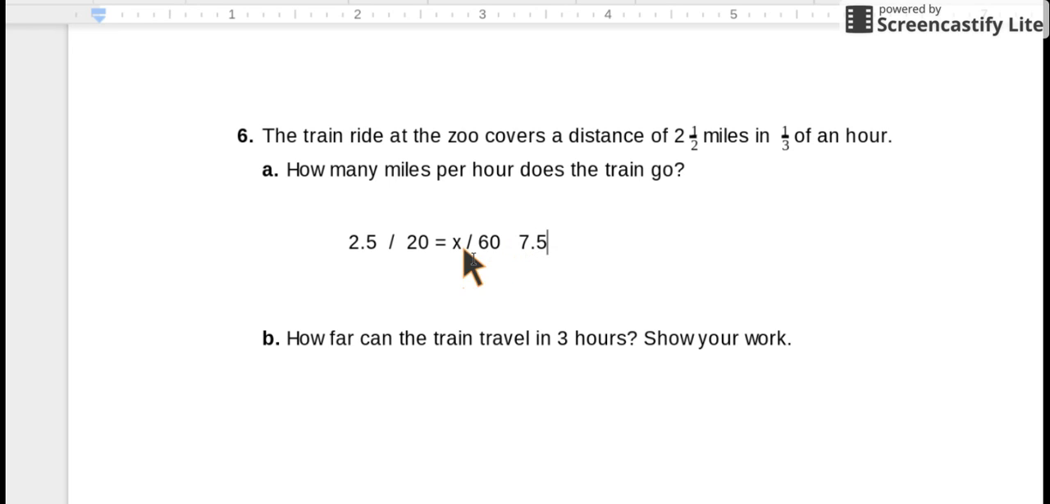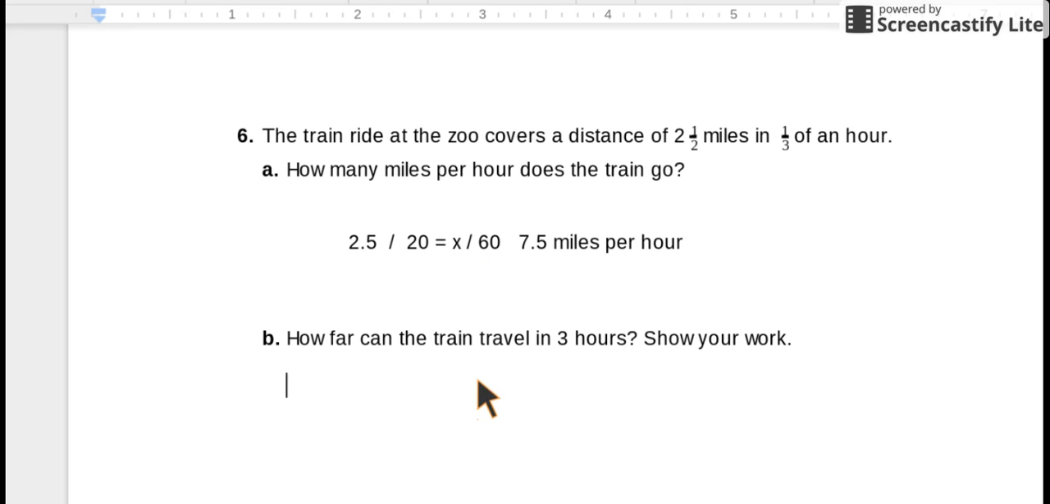7.5. Now remember, our 7.5 or 7 5/10 is this x. And our x was our miles because we had our miles on the top. So what that means is they travel 7.5 miles per hour, because it was 7.5 miles, our x, over 60 minutes, which is an hour.